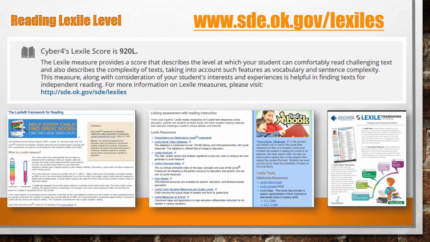You can also find information about your child's Lexile level. The Lexile measure provides a score that describes the level at which your student can comfortably read challenging text and also describes the complexity of texts, taking into account such features as vocabulary and sentence complexity. This measure, along with the consideration of your student's interests and experience, is helpful in finding text for independent reading. You can find more information about Lexiles by going to the website www.ste.ok.gov/Lexiles.